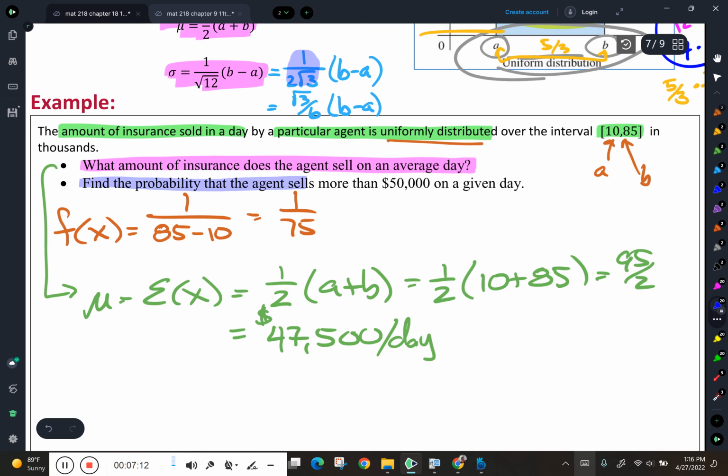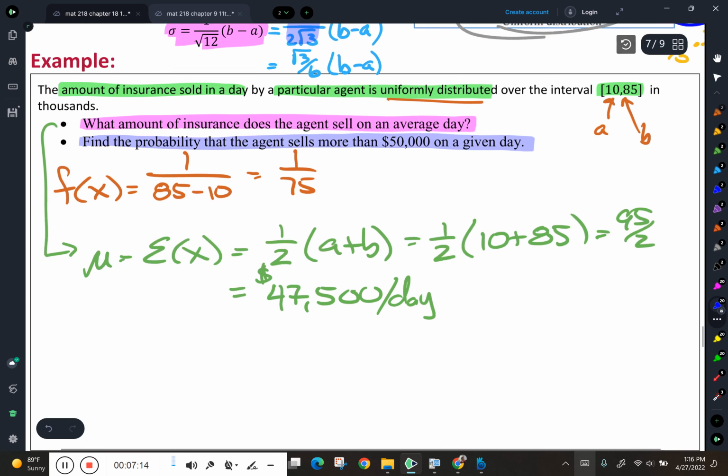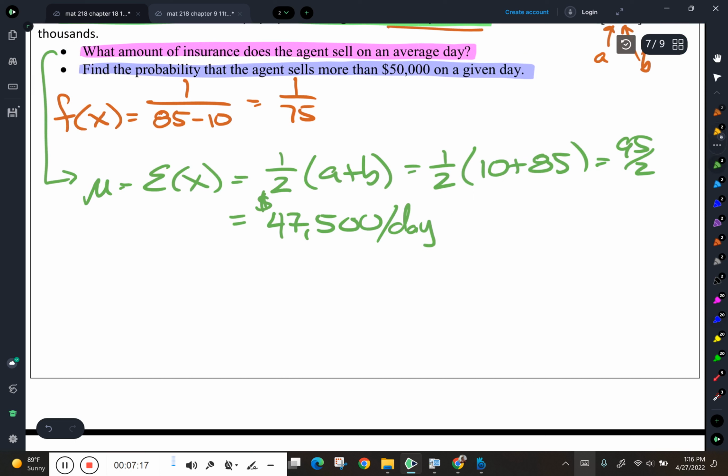Find the probability that they sell more than $50,000 on a given day. Well, because we're doing continuous probability models, I know that the probability that my random variable is more than some value A just means to do an integral from the A value to the upper limit. And so for us, since they want it to be more than 50, we're going to do an integral from 50 to 85. Now I got the 50 from here, but where did the 85 come from?